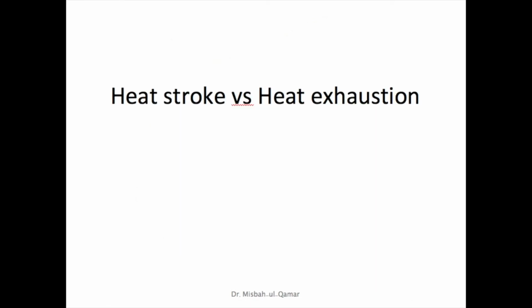Now, I want you guys to grab a paper and a pen and make a column of differentiation between the heat stroke and heat exhaustion on the basis of their causative conditions, their symptoms, and how we manage the two conditions separately.